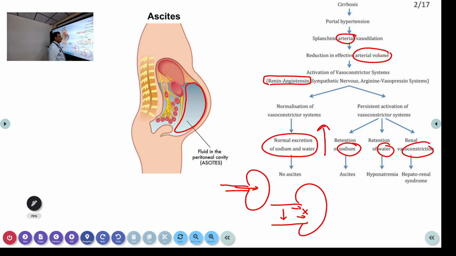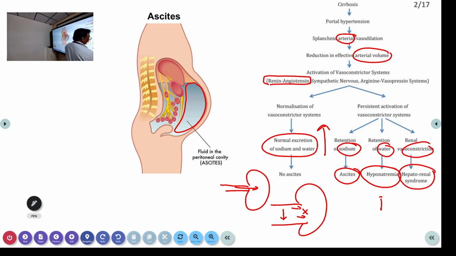All these things ultimately produce problems, so the patient can have ascites, dilutional hyponatremia, and hepatorenal syndrome. Hepatorenal syndrome means that because of this reduction in the splanchnic circulation, the kidneys are not getting adequate blood, and you can see the kidneys getting damaged. It is not a permanent damage, it is a reversible damage, but normally it will not reverse because it is a terminal process of the liver disease.